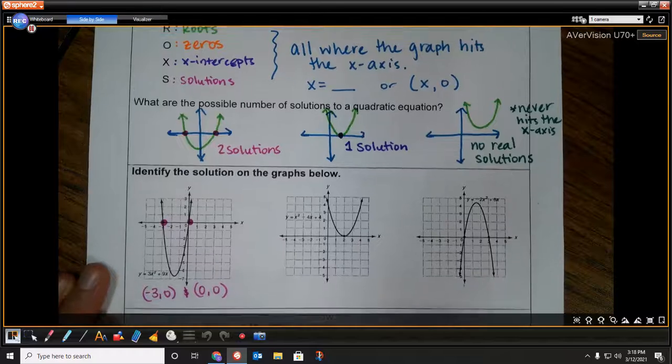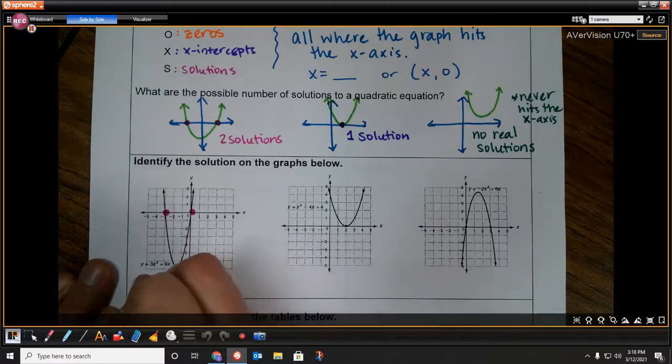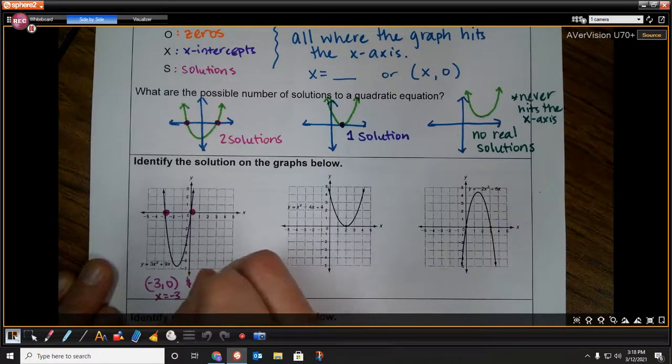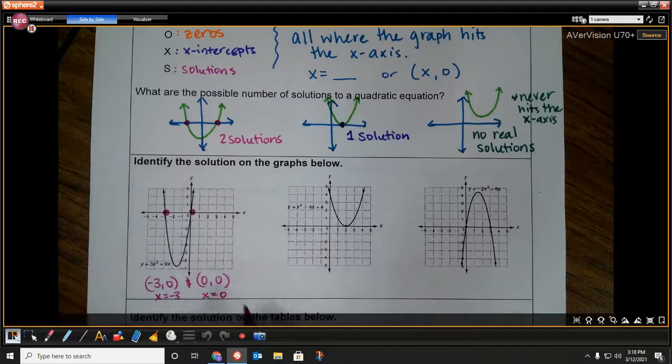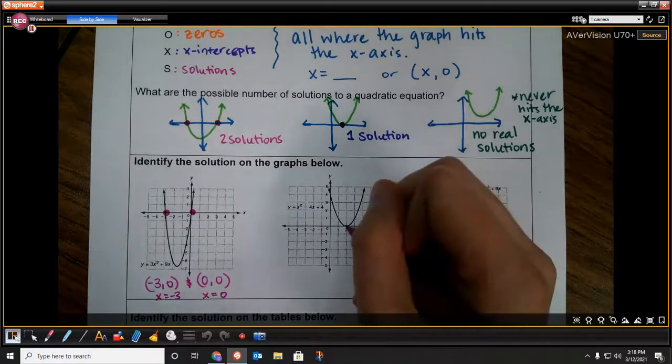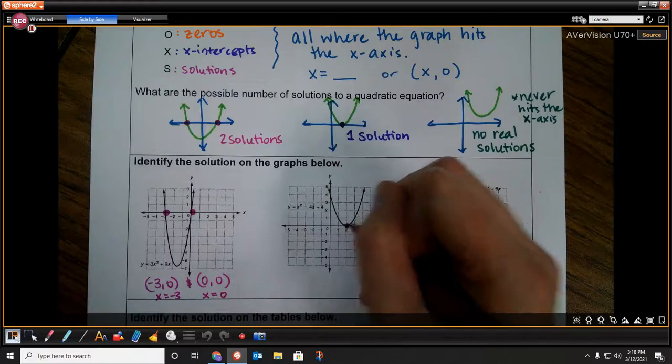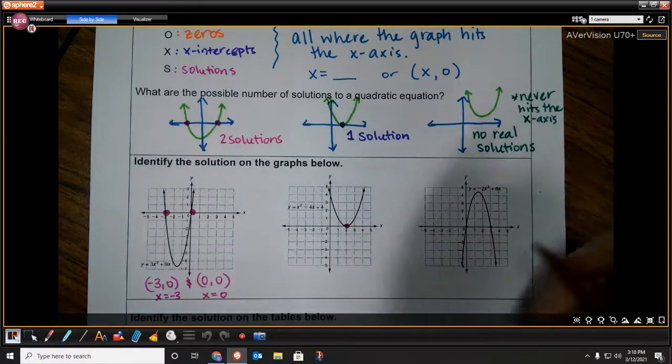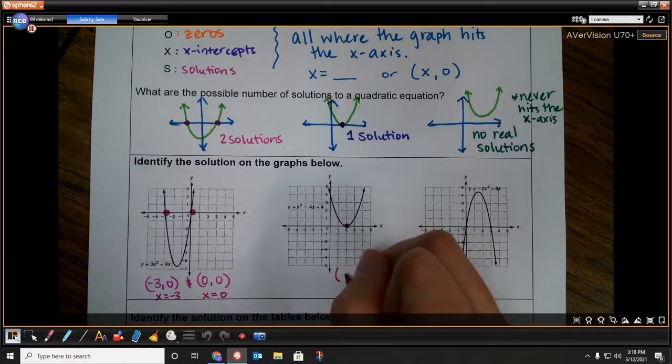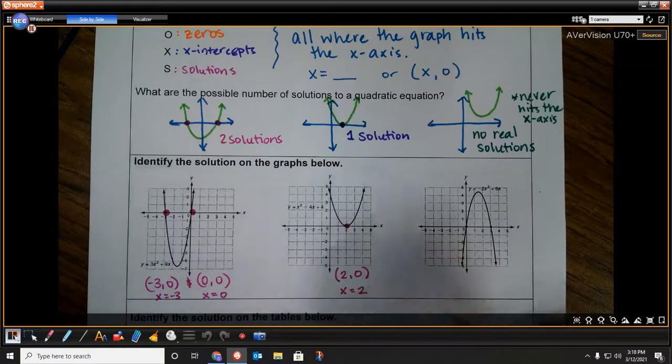All right? And you could also write that as x equals negative 3 or x equals 0. You could write it either way. All right? In this case, we're looking here, and we say, oh, it only hits it that one time. So our one solution is 2, 0, or x equals 2. You can write it either way.